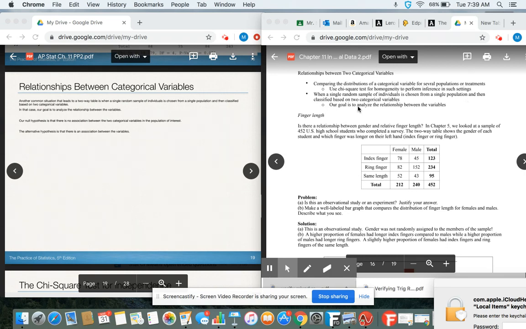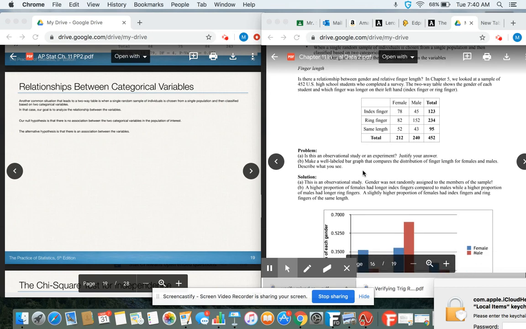So when a single random sample of individuals is chosen from a single population, and then classified based on two categorical variables, we're going to analyze the relationship between those variables, between the finger length and gender here, making this a chi-square test for independence.